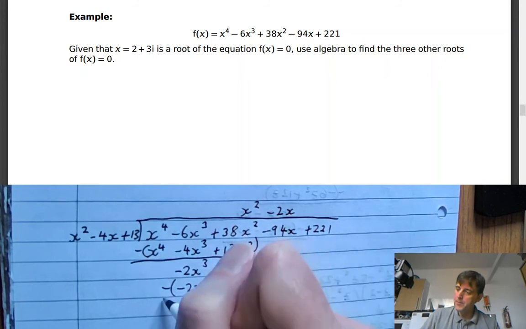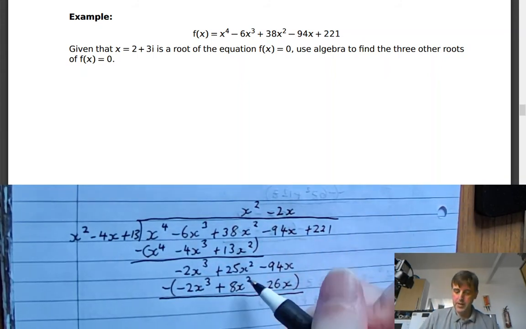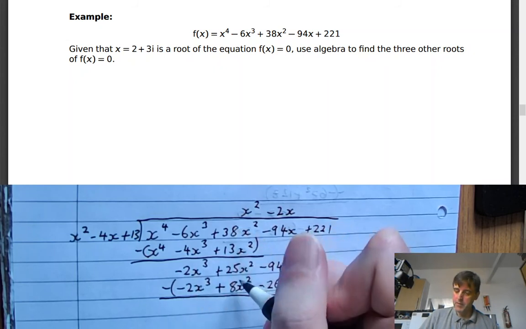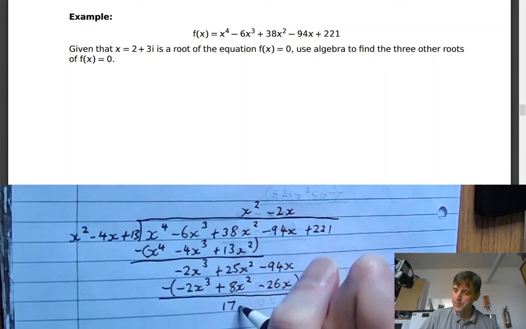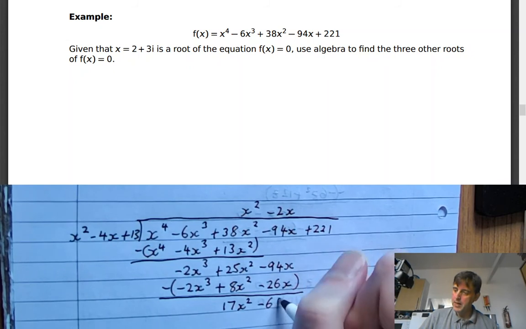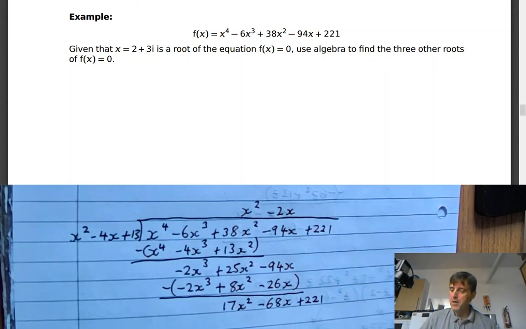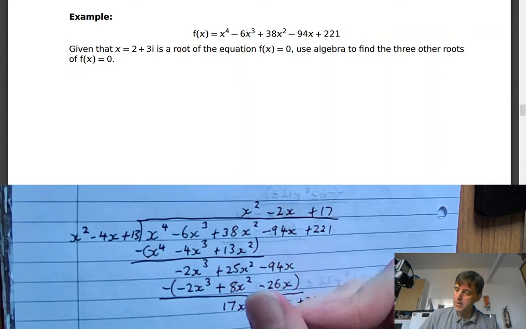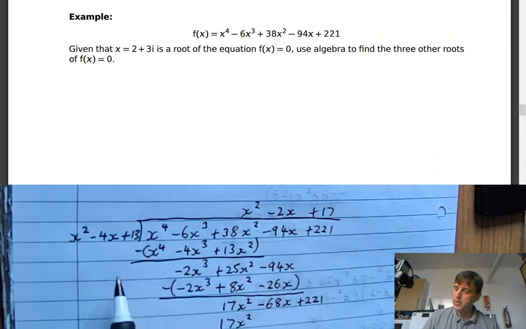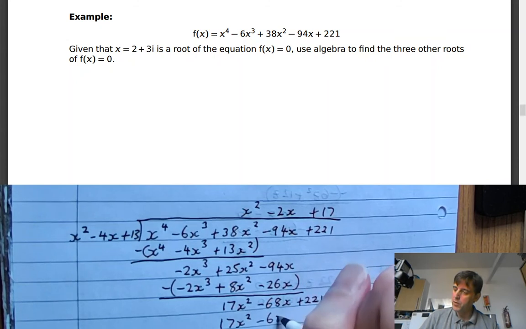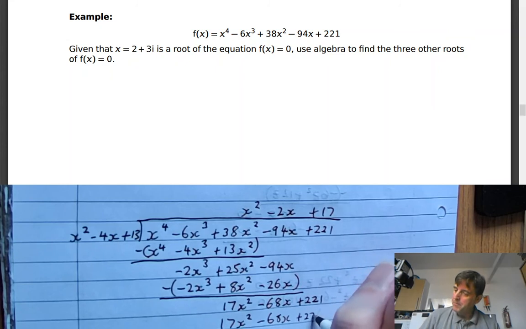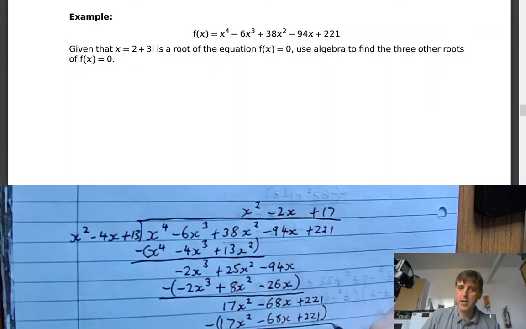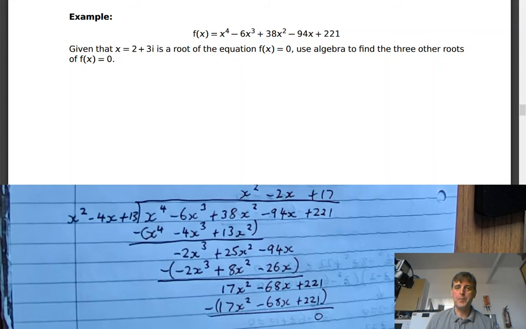Subtract it away, and let's see what we end up with here. I think these terms become 0, then we end up with 17x squared, and I think that's minus 68x here. Bring down the plus 221. And let's just quickly finish this off. So I think we need x squared times 17 gives me what I need here. So the minus 4x times the 17 is minus 68x. This is all working out nicely. 13 times 17, well, I'm pretty sure that's 221. Subtract that away, and you can see that we've ended up with 0 here.